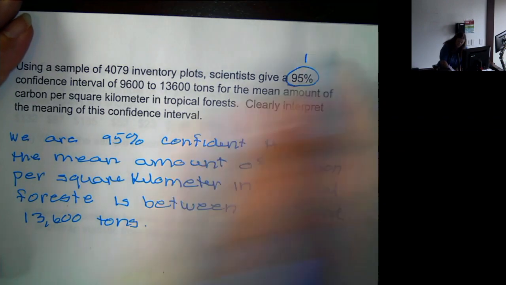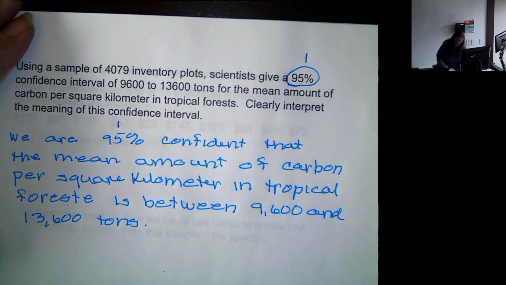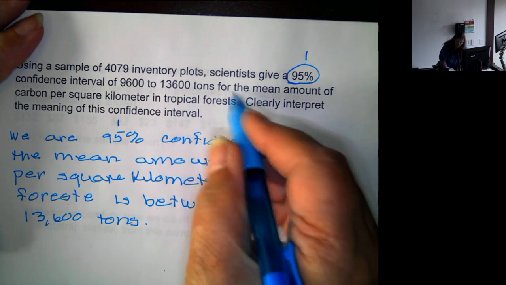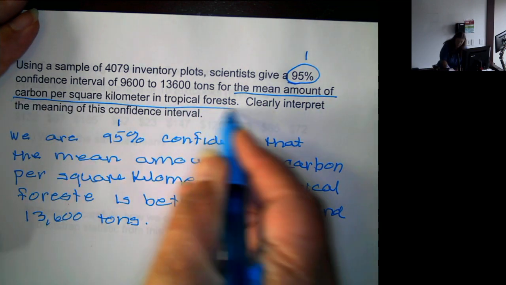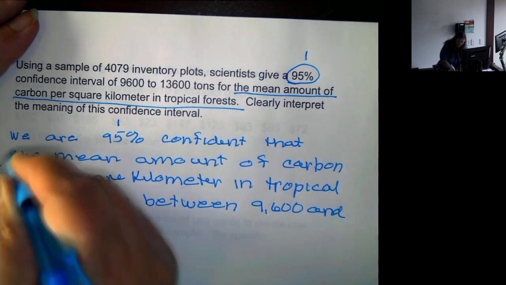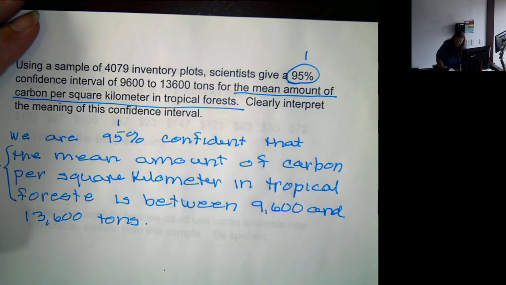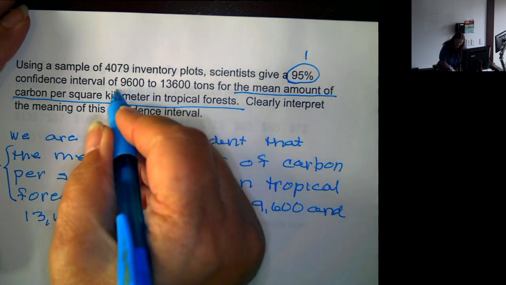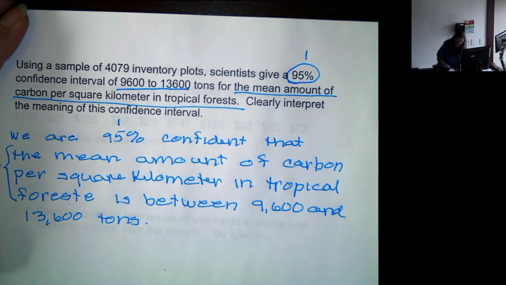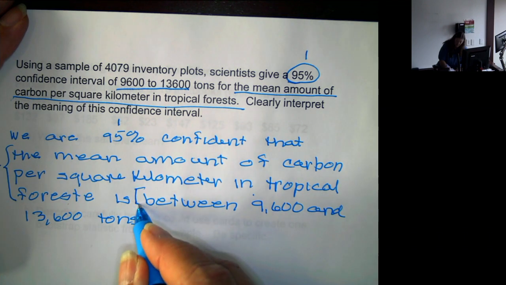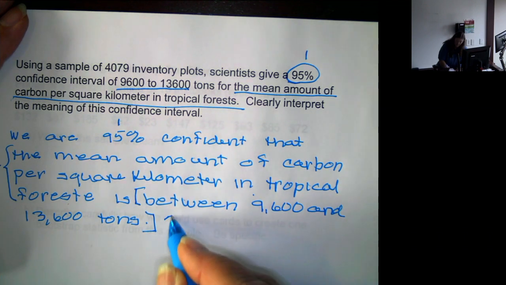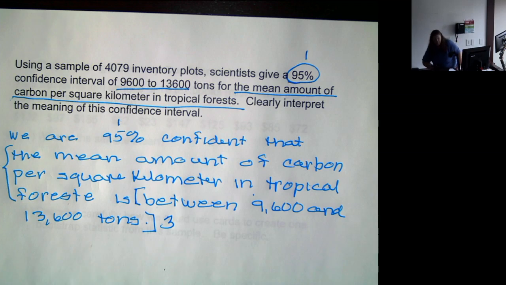First part is the level of confidence. Second part is the restatement of the problem. Third part is the confidence interval.